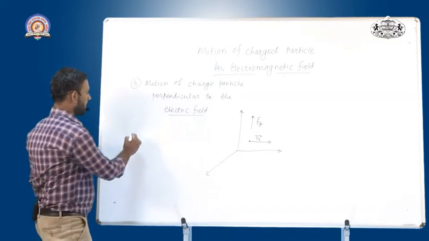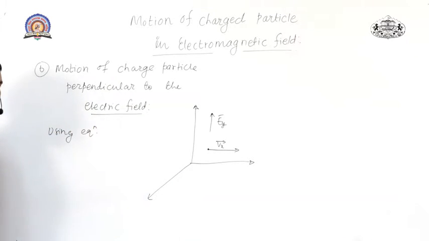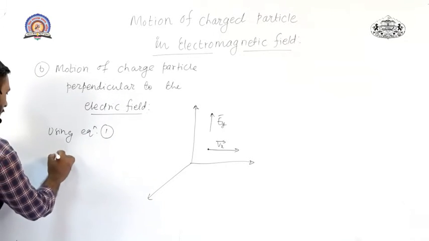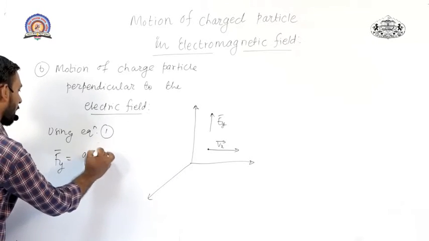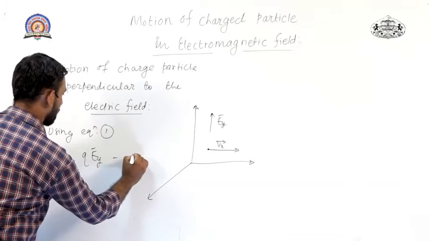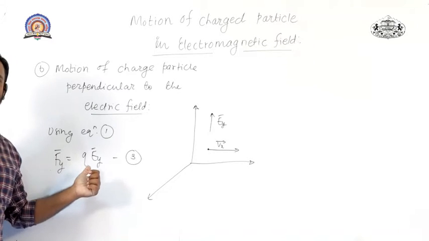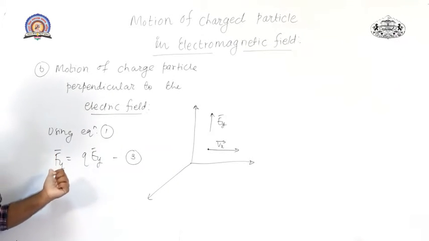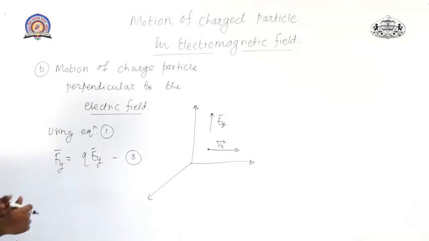Using equation 1, the Lorentz force equation, Fy is equal to q Ey. We are numbering this as equation number 3. So Fy is equal to q into Ey. The y denotes the direction of the force experienced by the charged particle as well as the electric field direction. So this is equation number 3.